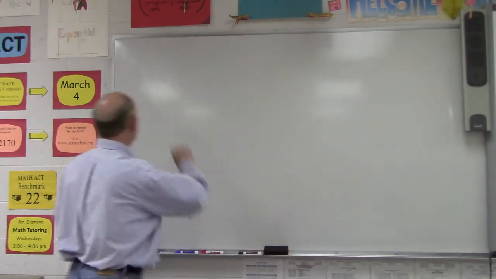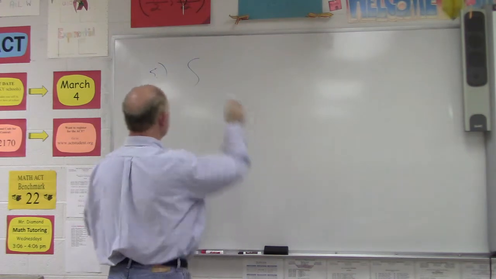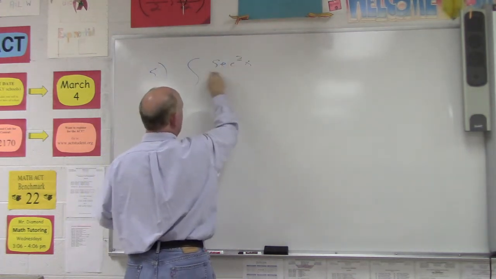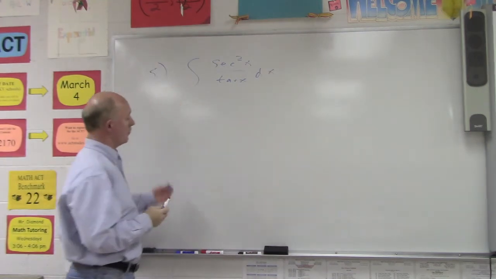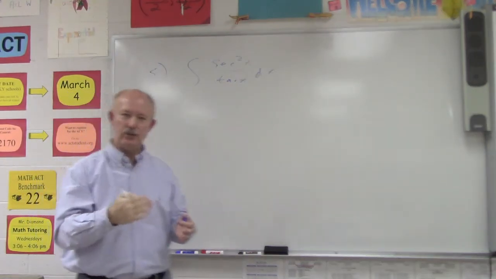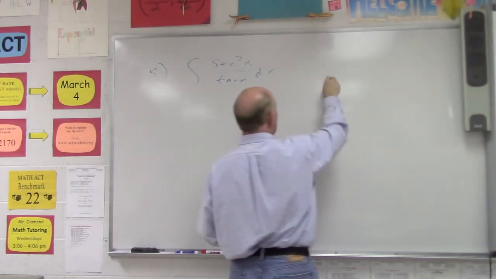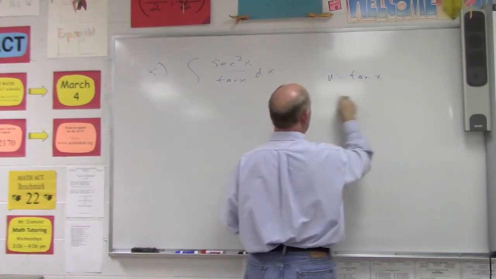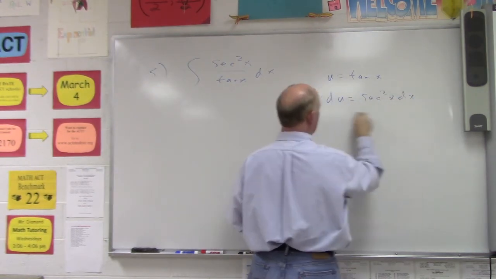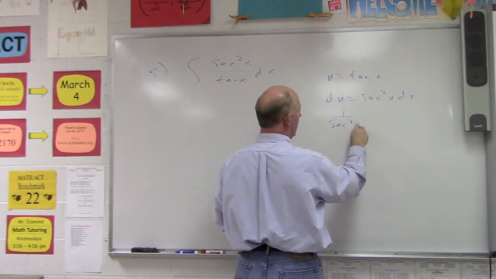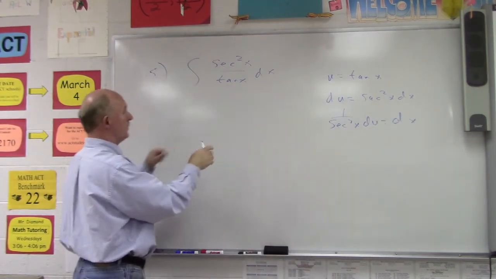What about this one? Number 5. What about the antiderivative of secant squared x over tangent x dx? By the way, I recognize the derivative of tangent is secant squared. So once again, the numerator is in fact the derivative of the denominator. We'll let u equal tangent x. So du is equal to secant squared x dx, so 1 over secant squared x du equals dx. Let's set up for our substitution.